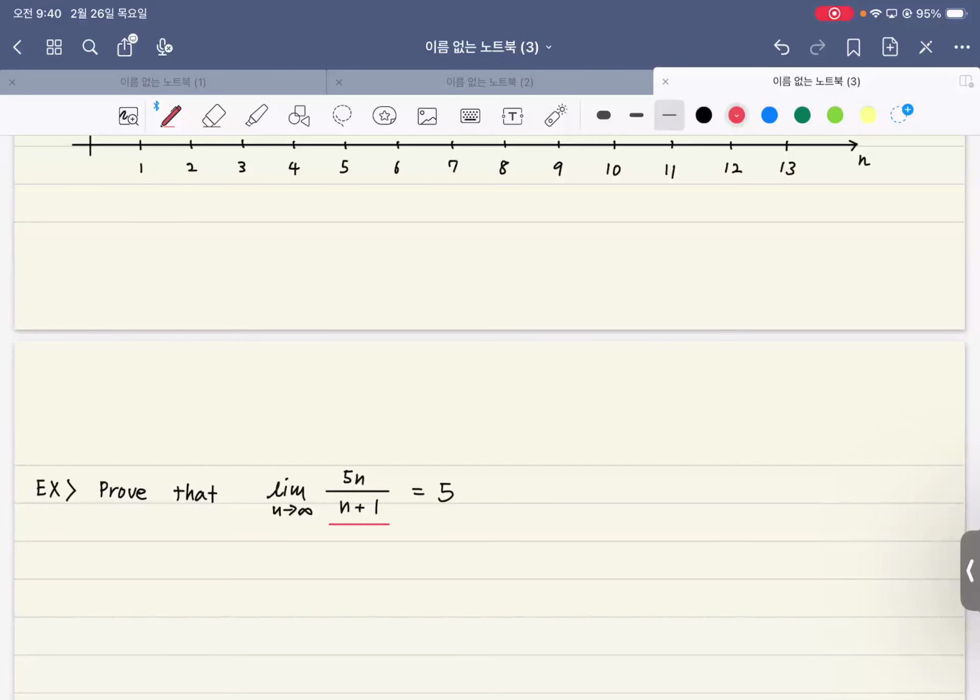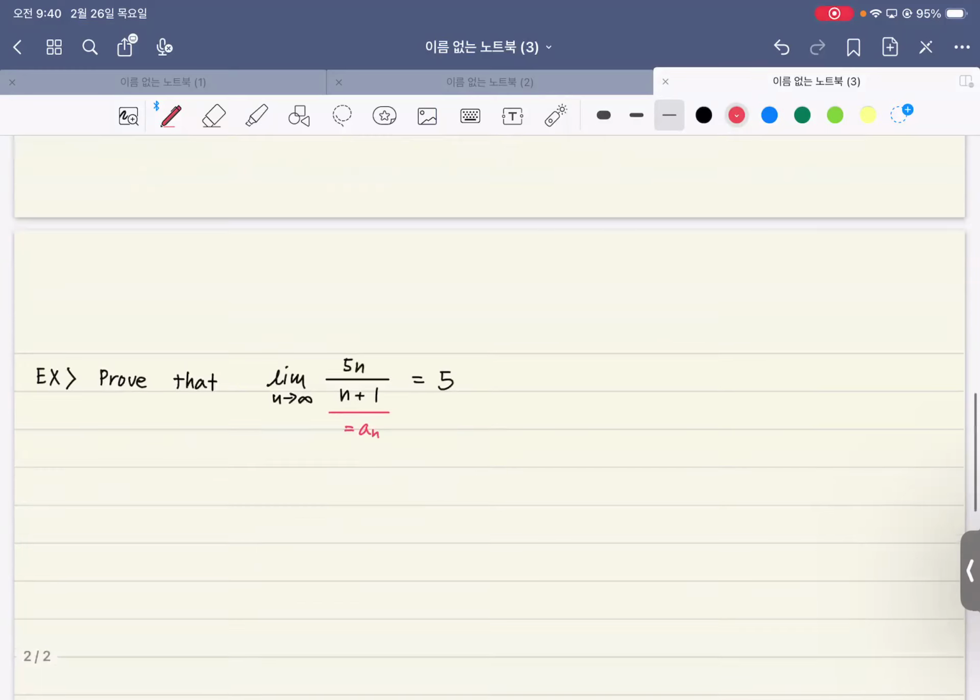Obviously the sequence is a_n. So in order to show the sequence a_n is converging to 5, I need to show that for any positive epsilon, I must be able to find an integer N satisfying the condition, blah, blah, blah. To do that, I will need to do a preliminary analysis before I give you a formal proof.